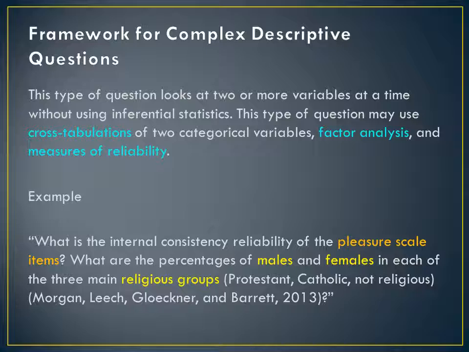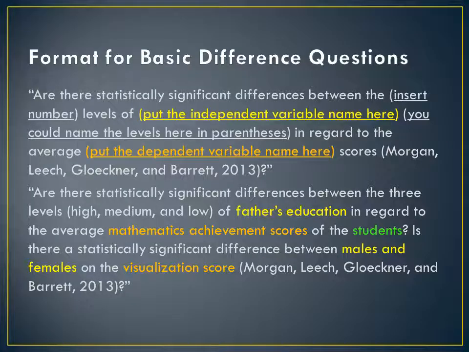Again, look at the orange item. This is our dependent variable or variables. If you look at the yellow items, these are our independent variables. Notice that in a complex descriptive question, we are looking at two or more variables at a time without using inference statistics. So here's the format for a basic difference question.